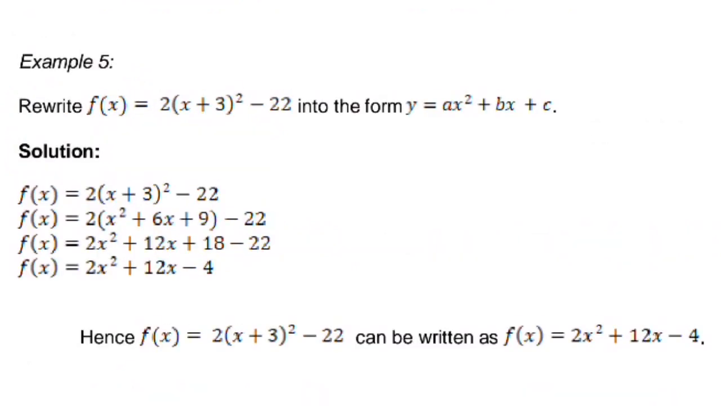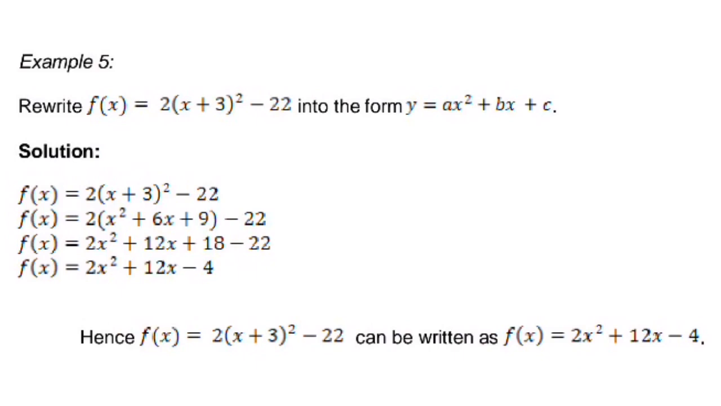Then example 5, rewrite f of x equals 2 times the quantity of x plus 3 squared minus 22 into the form y equals ax squared plus bx plus c. So vertex form to standard form. So for the solution, f of x equals, we are going to expand first x plus 3 squared. So first term, x squared. Second term, x times 3 times 2. x times 3 is 3x times 2, 6x. Then third term, 3 squared is 9.